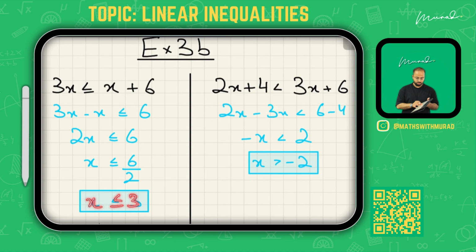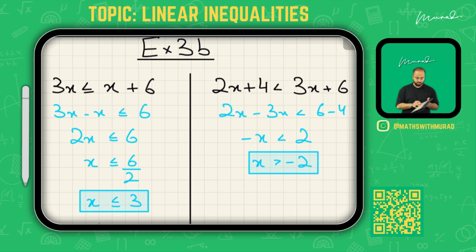So that's how we can get the answer easily by solving it. Now with the second inequality, what is happening over here is 2x over here, 3x over here. I'll shift 3x over here, I'll shift that 4 on that side. So that 3x becomes negative and this 4 becomes negative. So afterwards we have negative x lesser than 2.